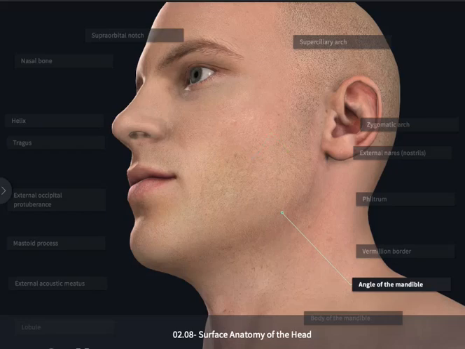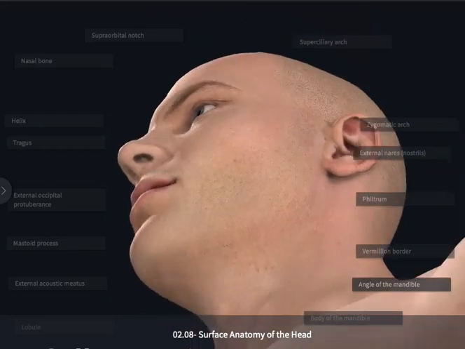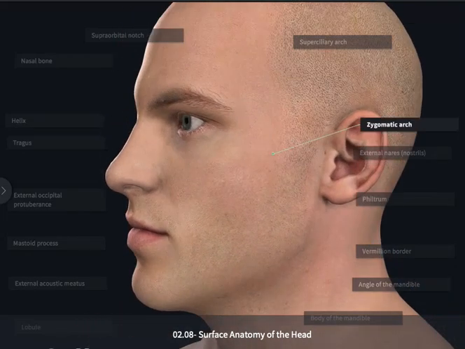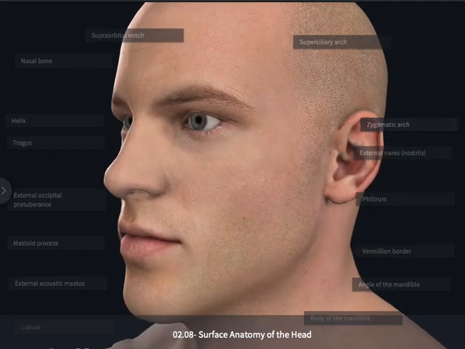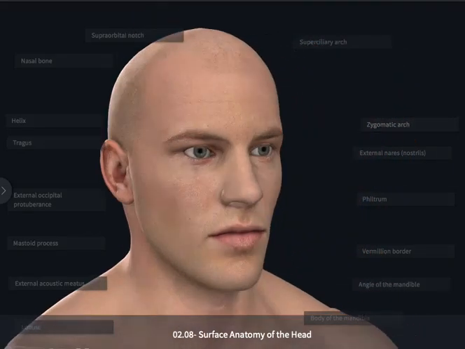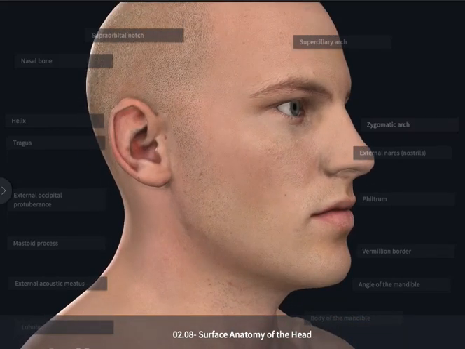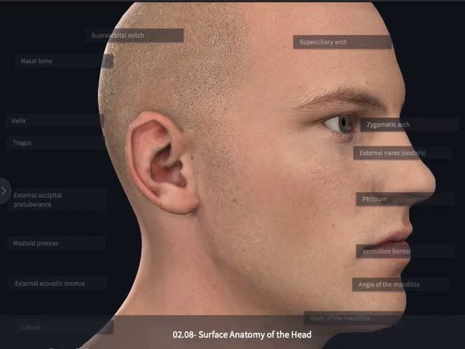Now the ramus is going to continue superiorly, and if you were to continue to palpate up the side of the face, you would actually start to reach towards the zygomatic arch, which is part of the zygomatic bone, or your cheekbone. Now, moving posteriorly on either side from the mandible, superiorly, you start to get after the angle towards the ear.